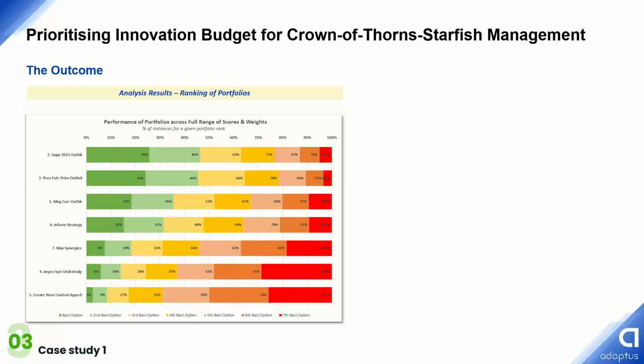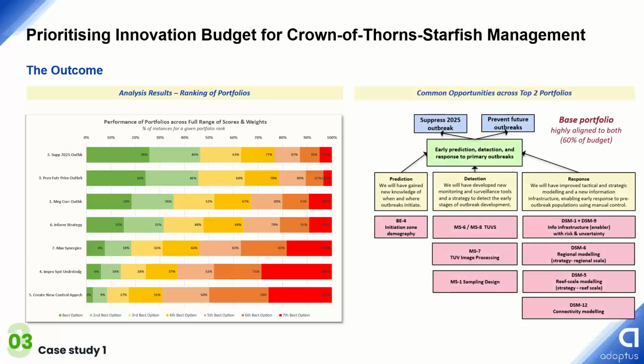And because we had individual responses from our respondent group, we were able to do a probabilistic analysis where we ran 10,000 cases of different combinations of those weights and scores for individuals. And what that told us was that in almost 50% of all responses, the suppress 2025 and the prevent future outbreaks were seen as the superior programs, superior portfolios. Next slide.